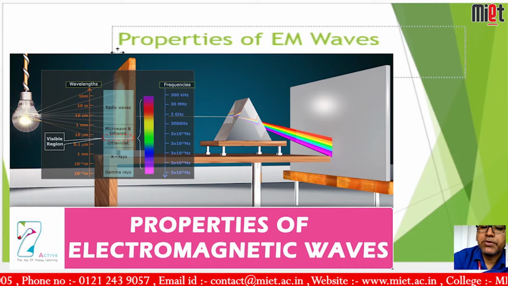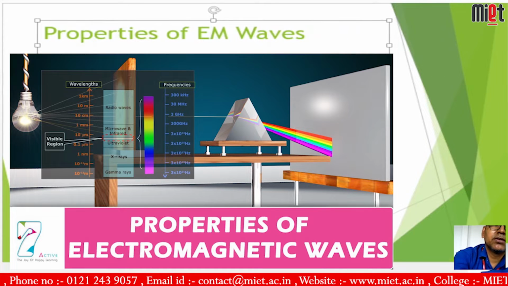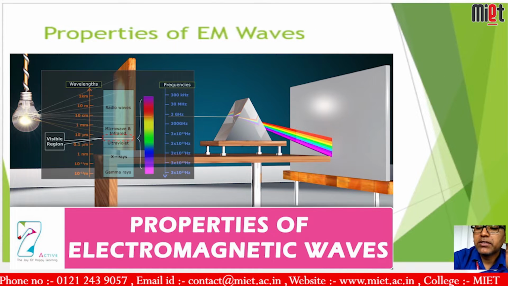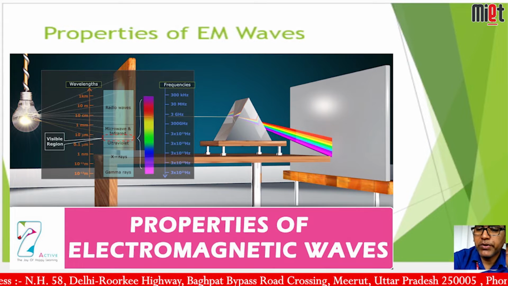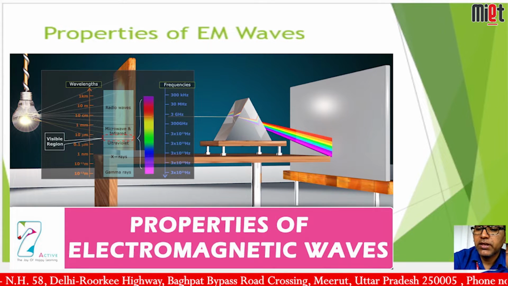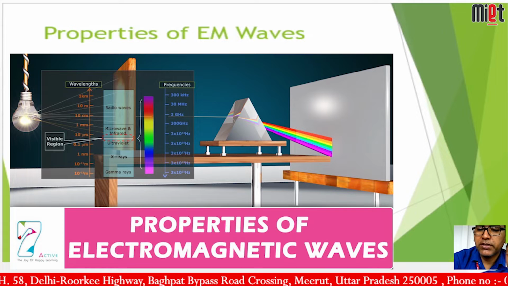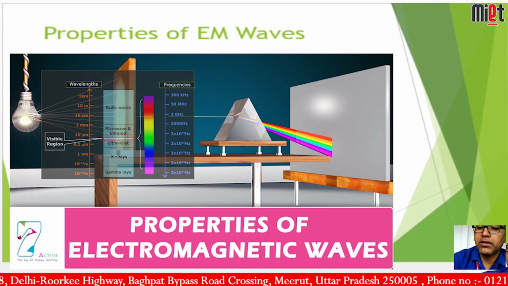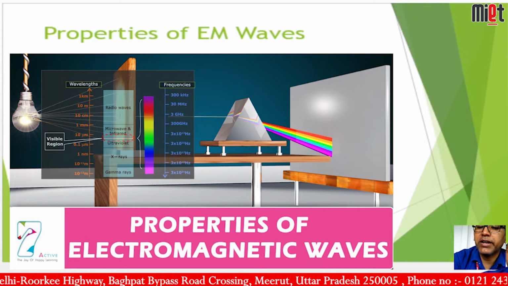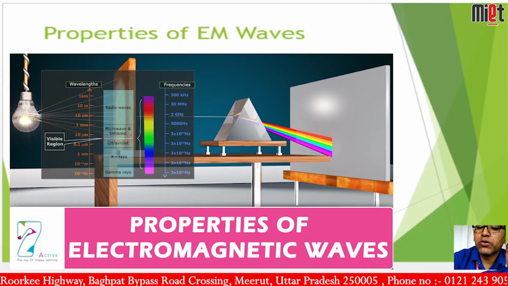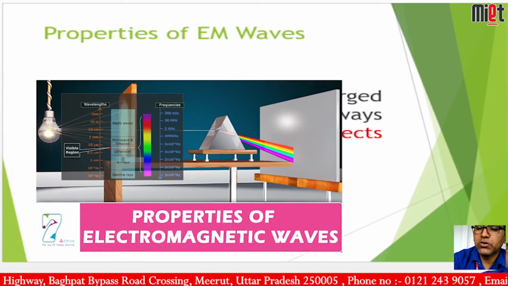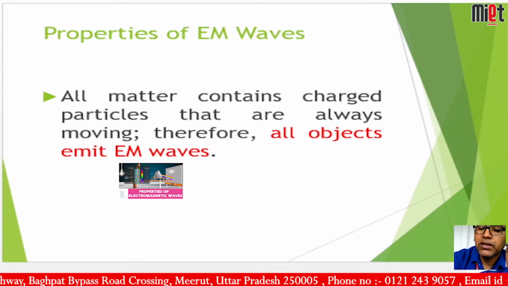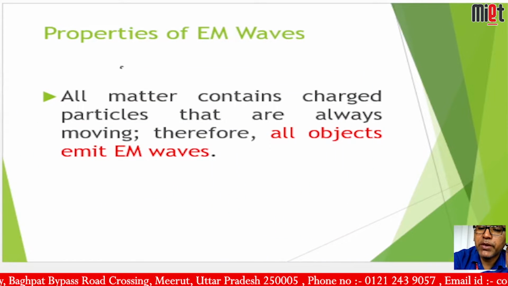Now, properties of electromagnetic waves. All matter contains charged particles. We all know that any material in the universe consists of electrons and protons, positive charges and negative charges. There is no material in the universe which does not contain any charged particle. And these electrons will keep on moving within the material. So, if charges are moving, there will be electric field as well as magnetic field.